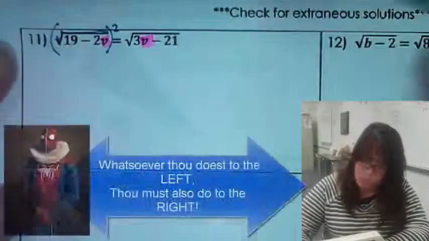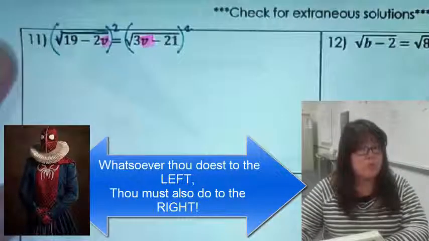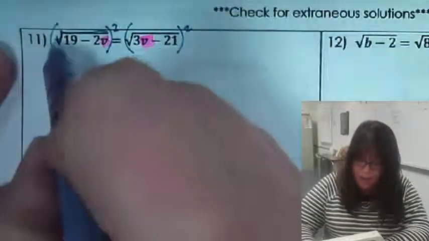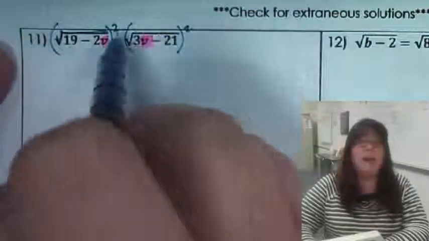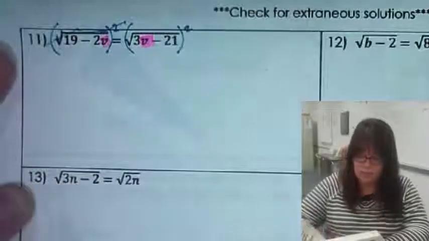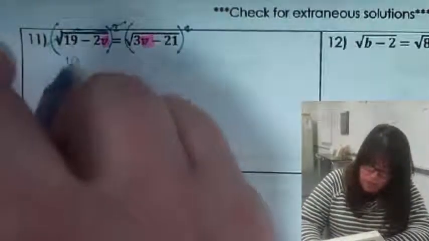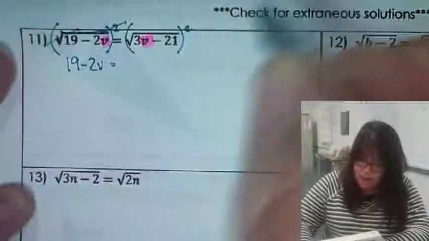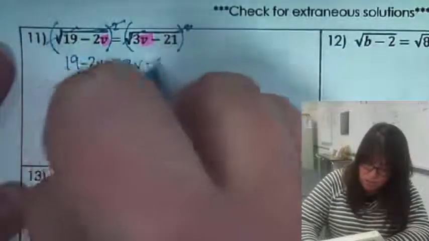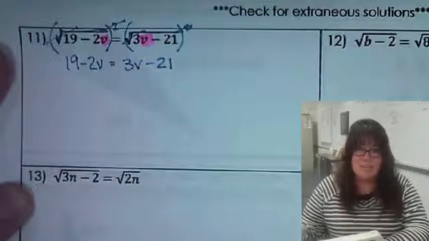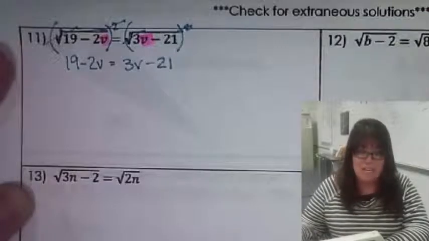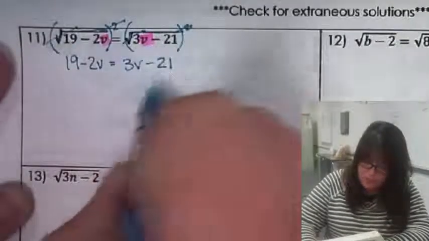And if we do it on the left, we must also do it on the right, which we did, again, in our last concept. So when you have a square root and a square exponent, they're going to cancel each other out. They're inverses of each other, they're opposites of each other, so they're going to cancel. So on this side, we're just left with 19 minus 2v, no more radical. And on this side, we have another radical, so they're going to cancel each other out as well, leaving us with 3v minus 21. Now that is just a basic algebraic equation that we can solve to isolate v and get v equals something. So let's work on that now.